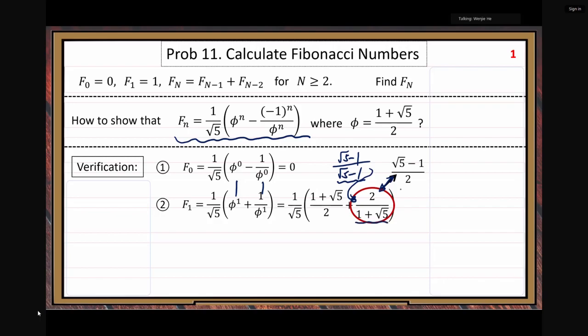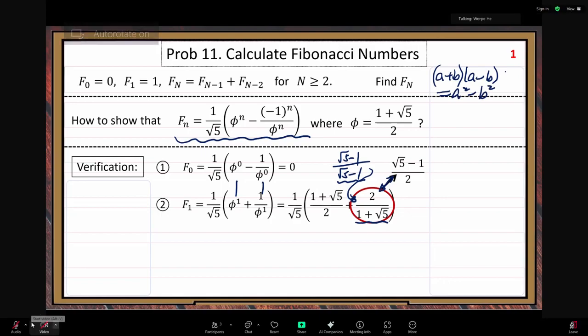you apply the formula, right? A plus B times A minus B equals A squared minus B squared. A here is root 5, B is 1. So you get A squared minus B squared, which is 4. 4 at the denominator, then cancellation with the numerator 2, so you get root 5 minus 1 over 2.